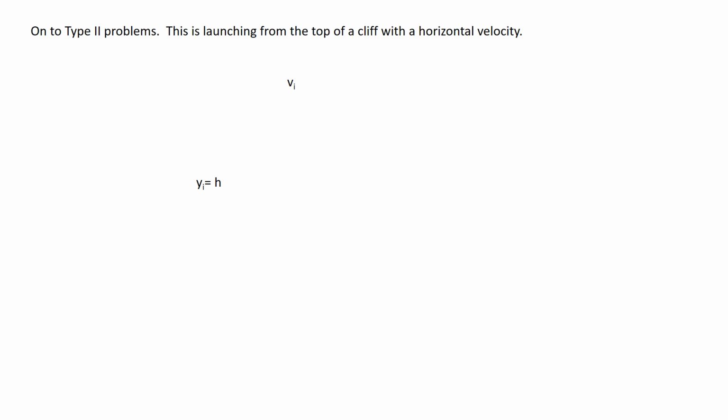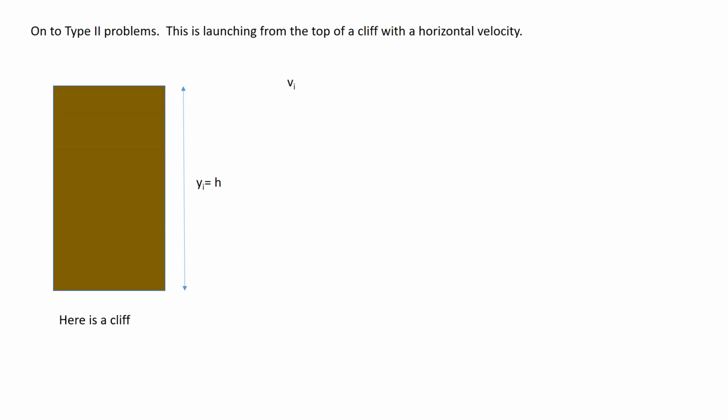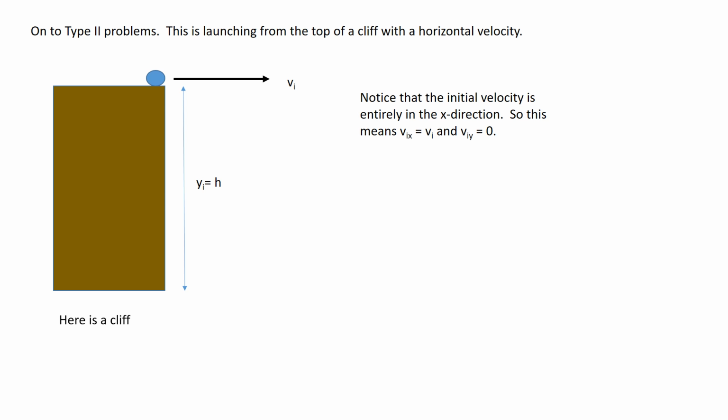Type 2 problems. Here we're going to launch from the top of a cliff with a horizontal velocity. Here's my cliff, there's my object, I'm launching it horizontally. I've got an initial velocity, I've got a height h. Notice that the initial velocity is entirely in the x direction. That means my v initial x is just equal to my vi, and my v initial y is 0. In the y direction, for all practical purposes, the object is falling from rest.